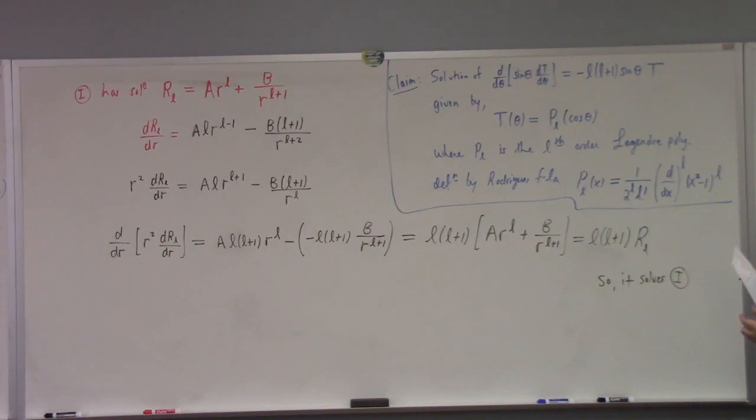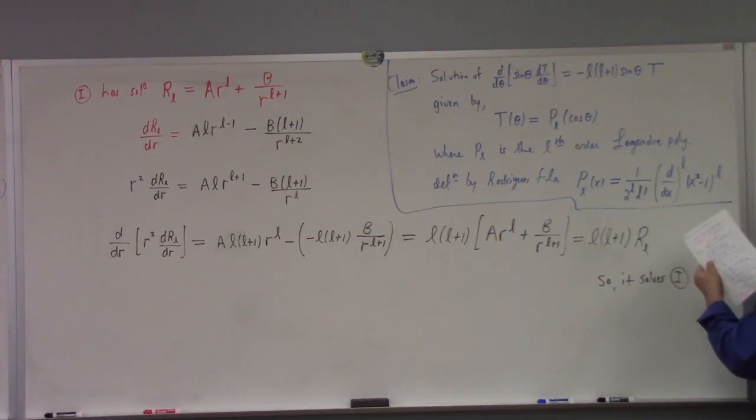But look, let me write out a few of them for you. P0 of x is just 1. P1 of x is just x. P2 of x is actually 1/2 of 3x squared minus 1. P3 of x is 1/2 of 5x cubed minus 3x. All right.